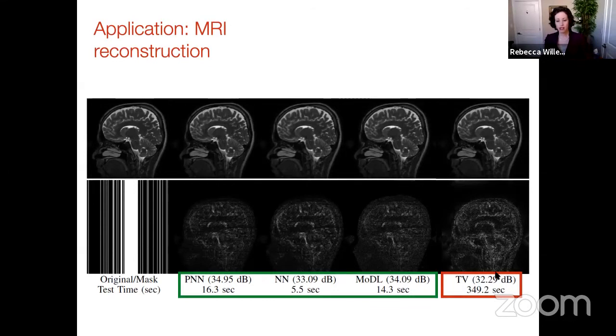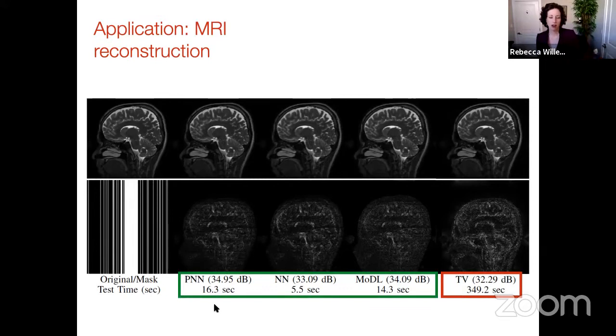And what we can see in this example is that all of these methods are doing well in terms of PSNR. The learned methods have a slight advantage here. But I think the key thing to note is that the total variation reconstruction took 350 seconds, whereas these learned methods are able to achieve higher quality results with dramatically less computation time.